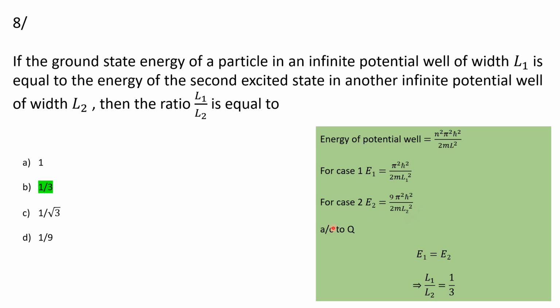So according to the question, it has been asking what will be the value of L1 by L2. Again, it has been saying that the energies are the same. So the energy of the ground state in the potential well of width L1 is equal to the energy of the second excited state in another infinite potential well of width L2, that is E1 is equal to E2. So by comparing these equations, we can find that here L1 by L2 will come out to be 1 by 3. So the correct option is option B, that is 1 by 3.